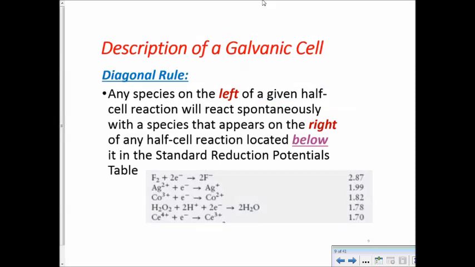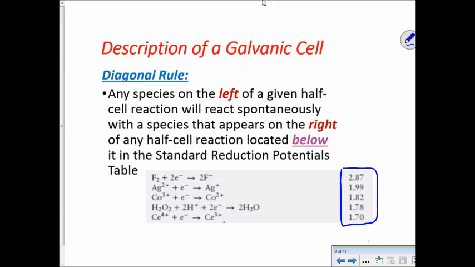Now for the diagonal rule, and this one really only works if you're using the table that has them arranged by their standard reduction potential values. So the actual numerical arrangement ones, not in alphabetical order. The diagonal rule only works if you are looking at it arranged like this. This is the way the table that you have in your notes is arranged. But the basic rule is that any species on the left of a given half reaction will react spontaneously with the species that appears on the right when it's below it.